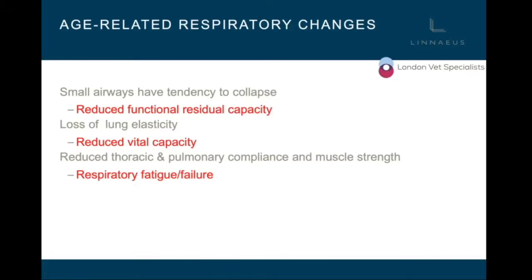And this loss of elasticity reduces the pulmonary compliance, and also the actual thoracic cage becomes less compliant with aging. And when you combine that with a reduction in muscle strength that occurs with aging, the animal is having to work harder just to take that breath, and they may, in the end, begin to tire of that and go into respiratory fatigue or failure.